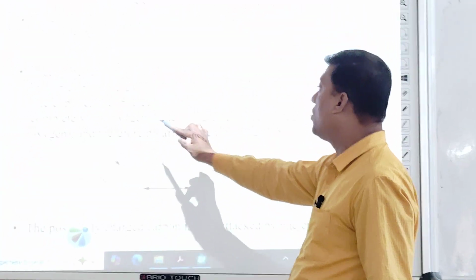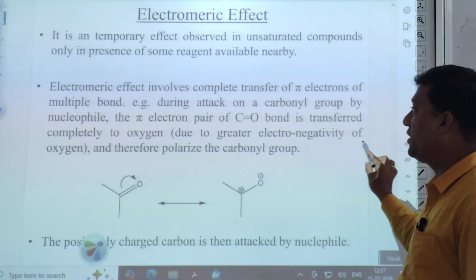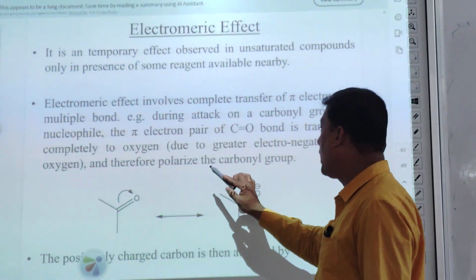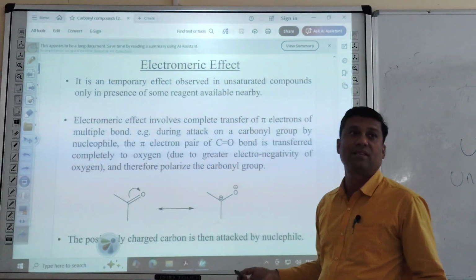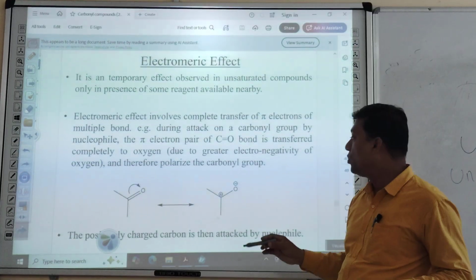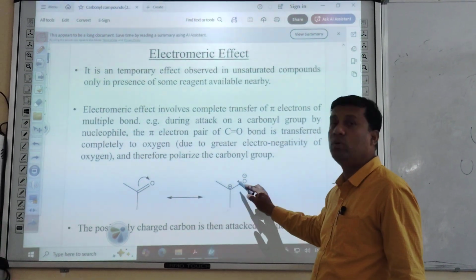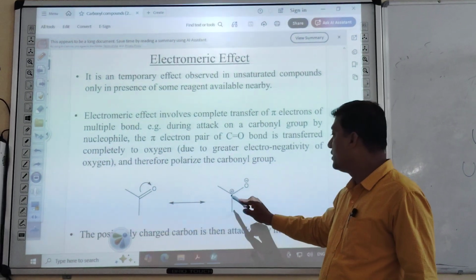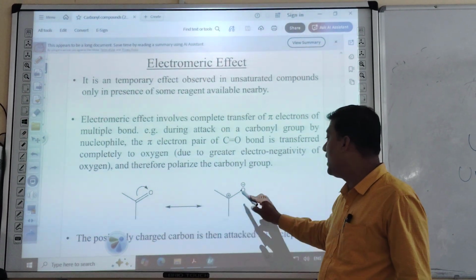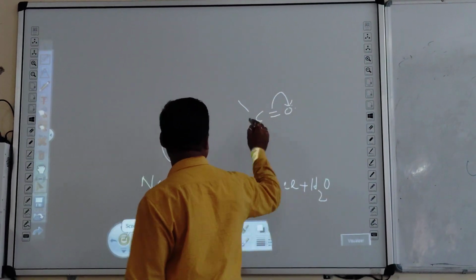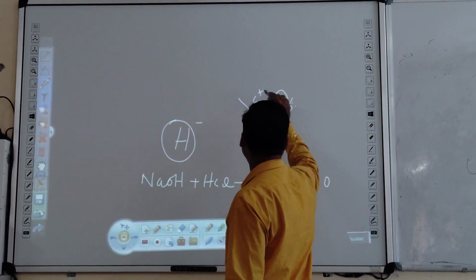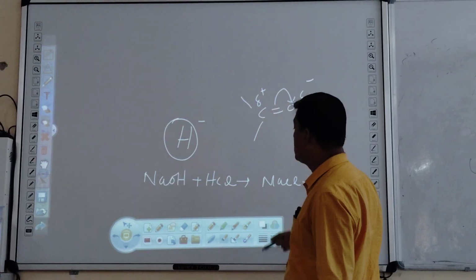The pi electron pair is transferred completely to oxygen due to greater electronegativity of oxygen and therefore polarizes the carbonyl group. The carbonyl group will be polarized, which means two charges are separated. The carbon is positively charged and the oxygen is negatively charged. Here the delta plus, here the delta minus is there.